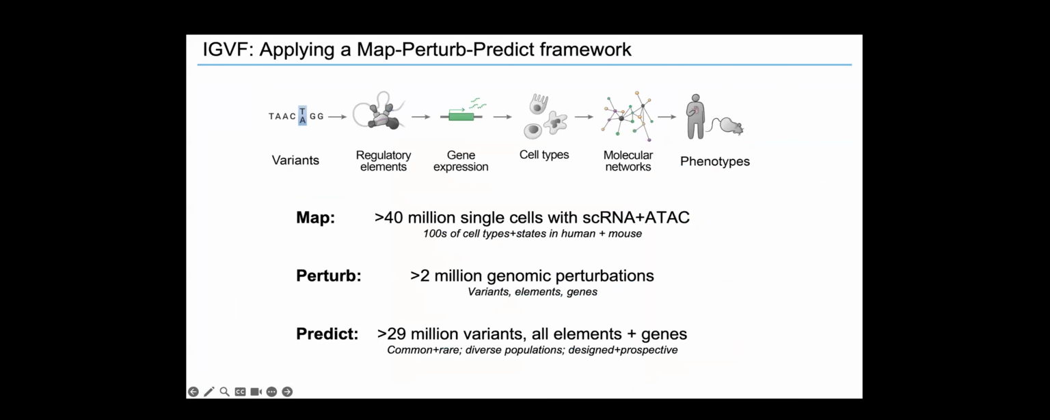So altogether, IGVF projects are in the process of generating a resource including single-cell mapping data in many cells in human and mouse, millions of perturbations to variants, elements, or genes, and predictions about the effects of these variants across many layers of genome function.